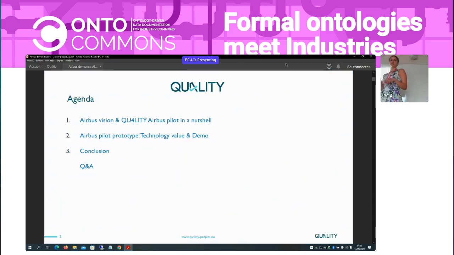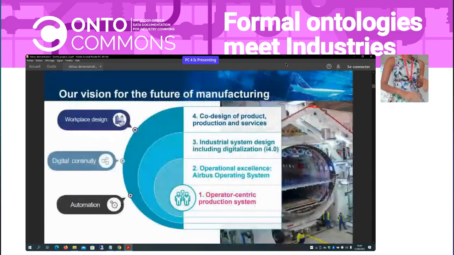First I will start with the Airbus vision in this sense: what is the future of manufacturing engineering? Then how this pilot was covering part of that vision. And then I will guide you through the details of the prototype that we have built.